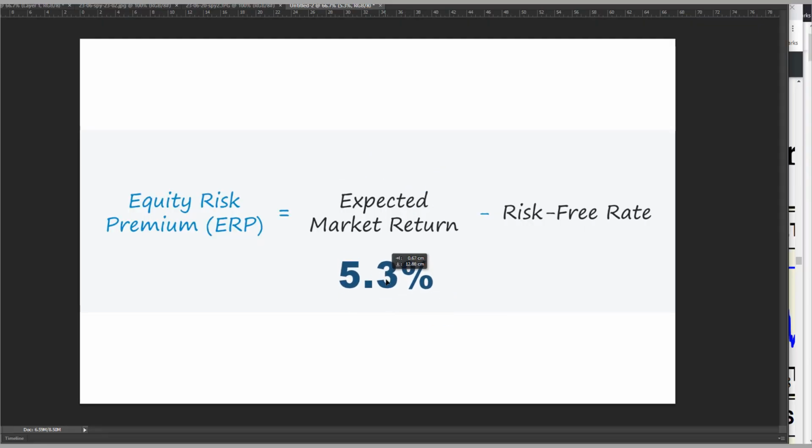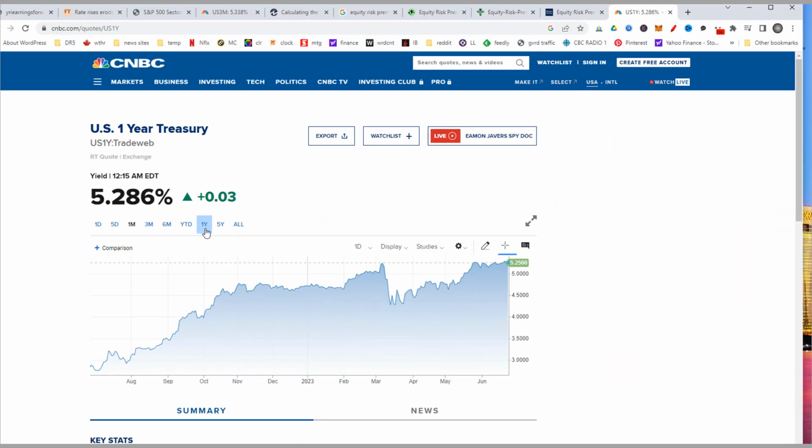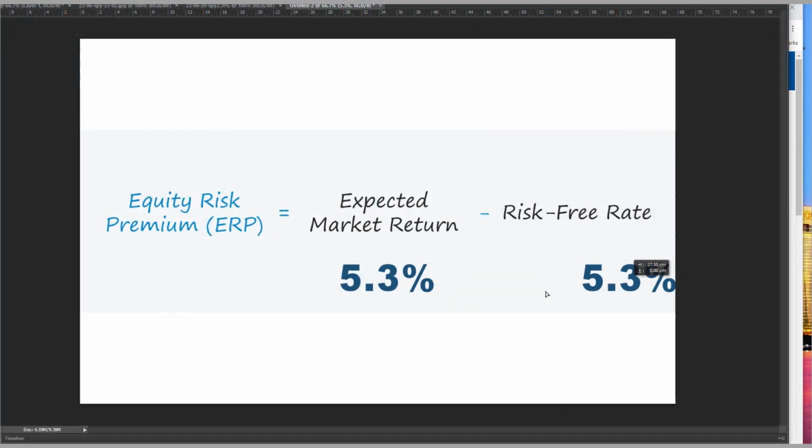So if the expected market return is 5%, what is the risk-free rate? Well, taking a look at CNBC's website, we can see the US 3-month Treasury is also at 5.3%. And the 1 year is at 5.3 as well. So the risk-free rate is also 5.3, which means the equity risk premium right now is basically sitting at 0, which is pretty low historically speaking.